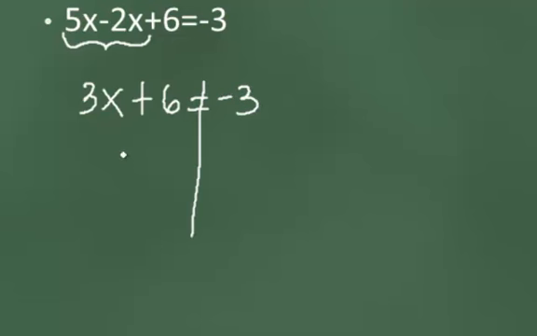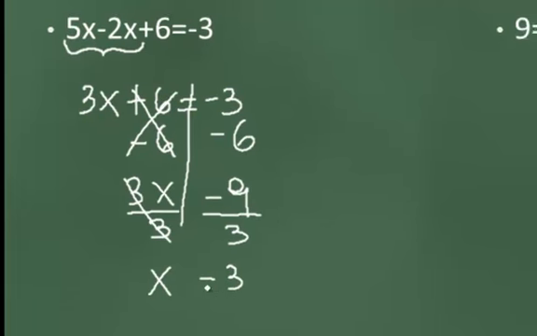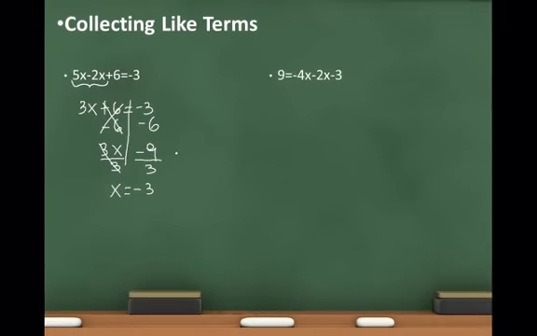Now this is just a two-step equation that we just did. So to move the +6, you're going to subtract the 6 on both sides. 6 minus 6 is 0. You're left with a 3x, and -3 minus 6 is just -9. Again, remember we just did it. You're going to divide by 3 on both sides, and you're left with x equals -9 divided by 3 is just a -3. So that would be your answer.